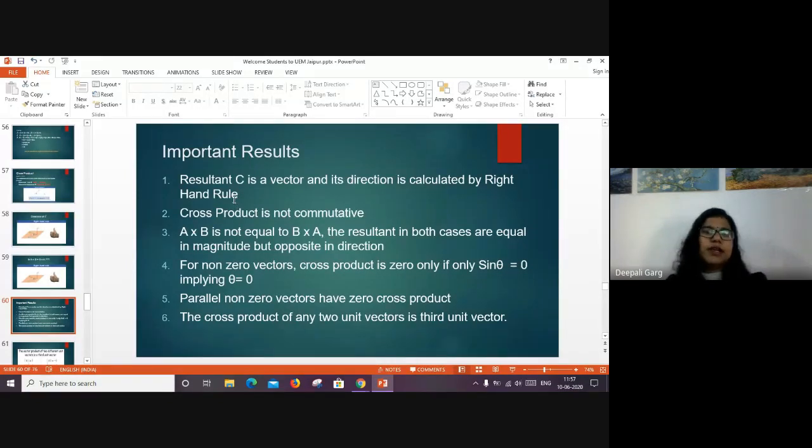Second, cross product is not commutative. A cross B is not equal to B cross A. That is also what we have seen. The resultant in both cases are equal in magnitude.